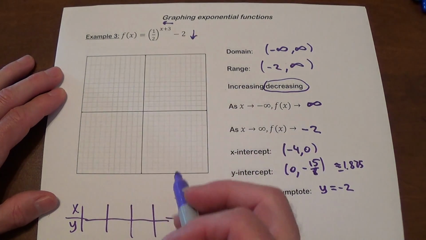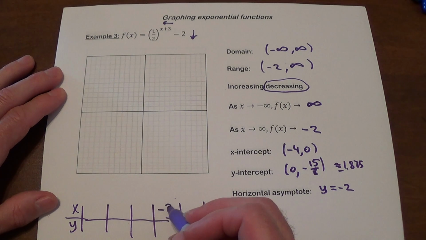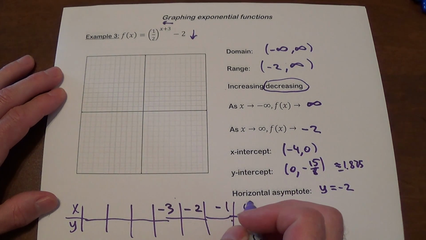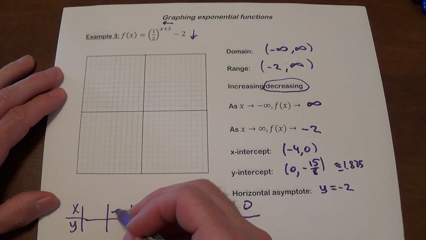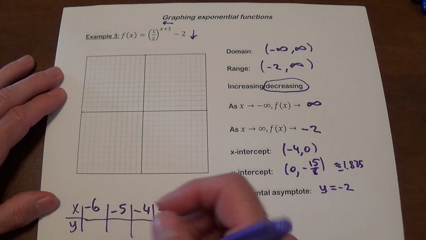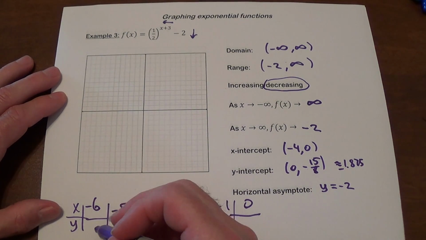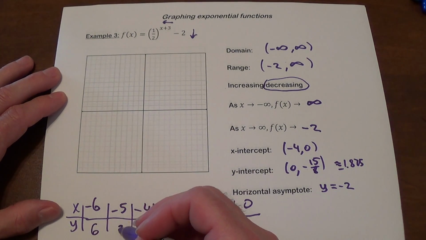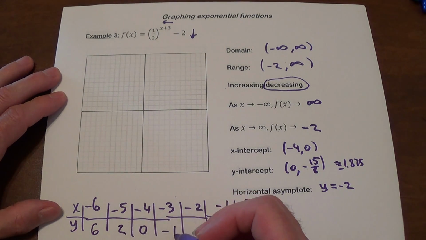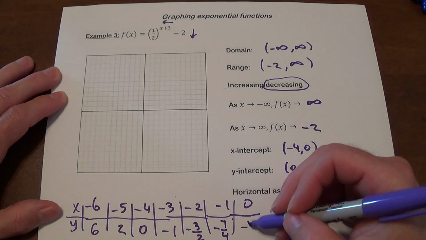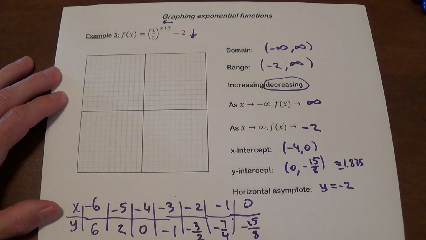So we're shifting it 3 units to the left, so I'm going to put -3 in the middle, -2, -1, 0, and -4, -5, and -6. So if you substitute these values into the function, you're going to get the following values: 6, 2, 0, -1, -3/2, -7/4, and -15/8. So this is approximately -1.5.